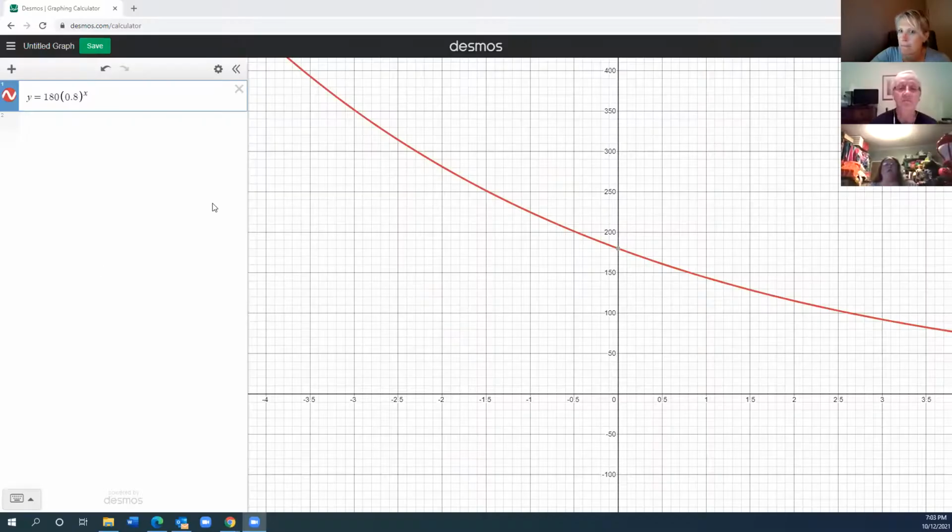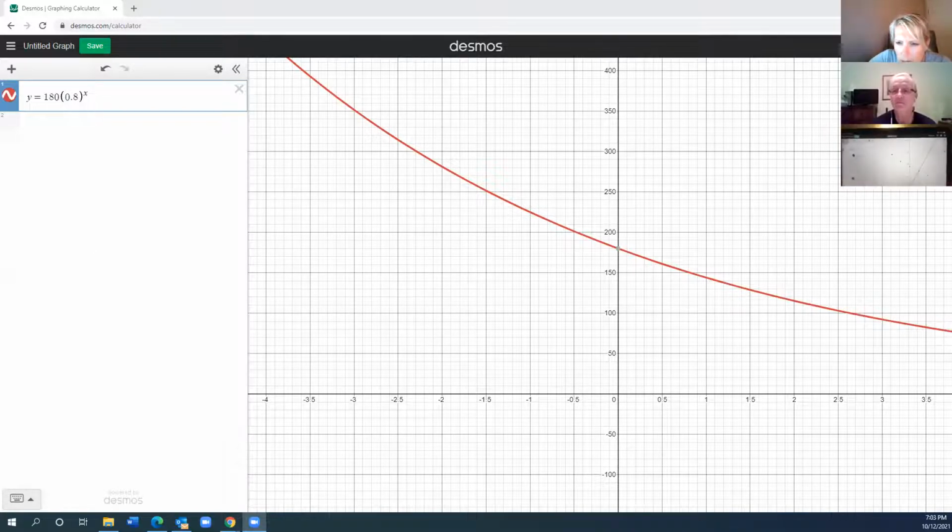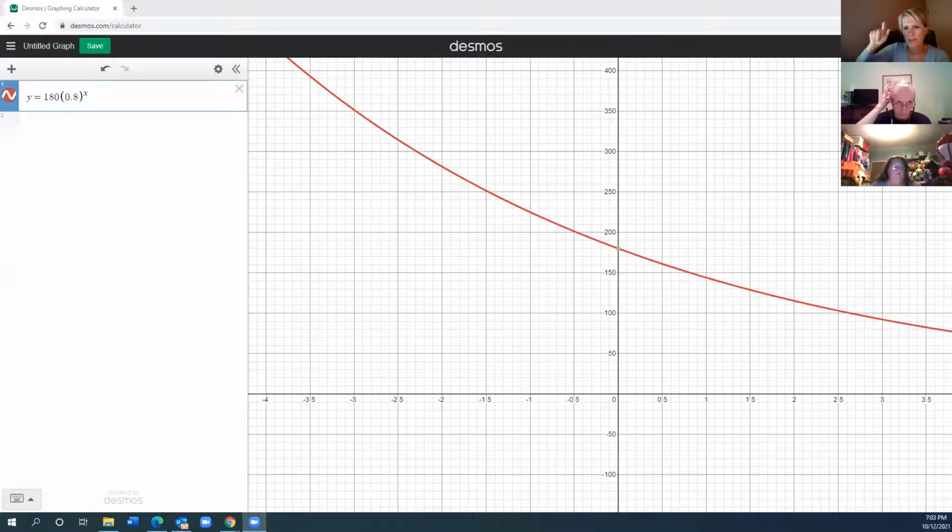Oh, wait. But mine's not red. Well, you can change it to whatever color you'd like. I mean, mine's not even going the same way. It's not going like this. No, it's not, because you've got the times X still. Make it go up into the exponent. Put your X up to the top. In your table where it says 180 parentheses 0.8 parentheses, I think you have times X and X needs to be up in the exponent.